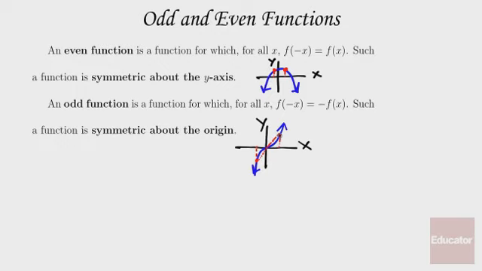For the even functions, when I say they're symmetric about the y-axis, that's simply saying that the graph is a mirror image of itself about the y-axis. Okay, so let's look at some examples of even and odd functions with formulas this time.